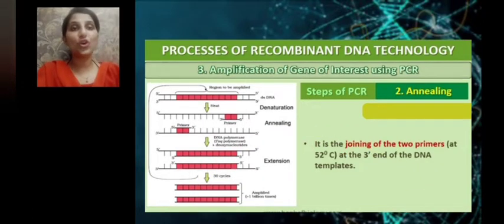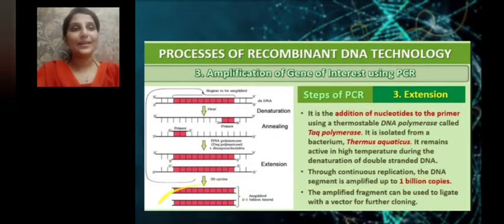Second is annealing. Annealing means the joining of the two sets of primers. Each is attached to the template DNA at which end? At the 3' end of the parent DNA. At the 3' end, and this is 5' to 3', so here the primer is attached. This is 3' to 5', and here the primer is attached. So the joining of the primers to the 3' end of the DNA templates takes place at a temperature of 52 degrees Celsius, and this is called annealing.